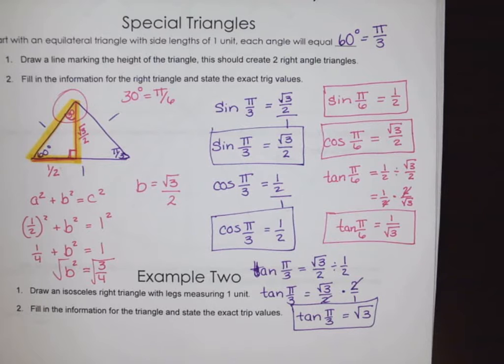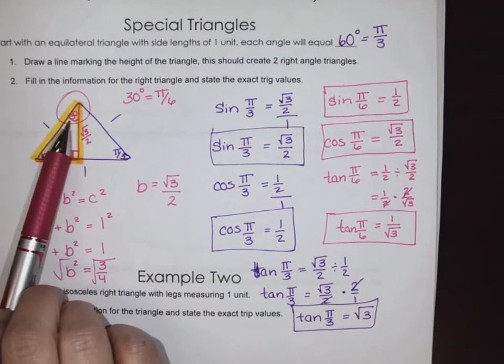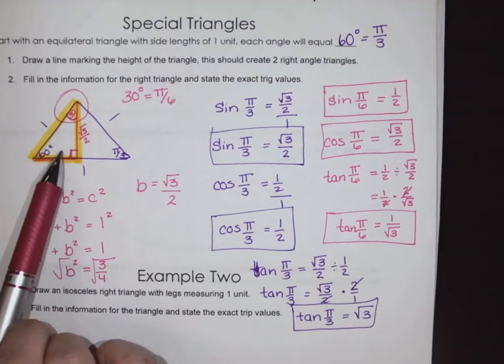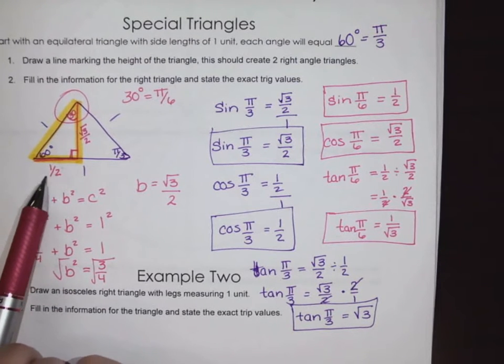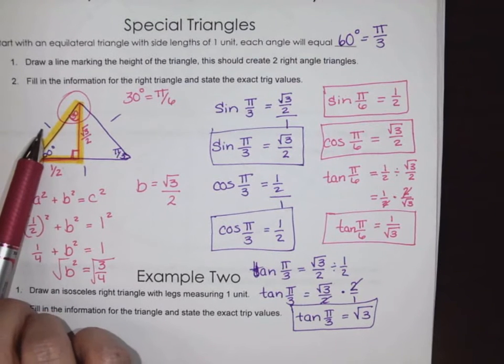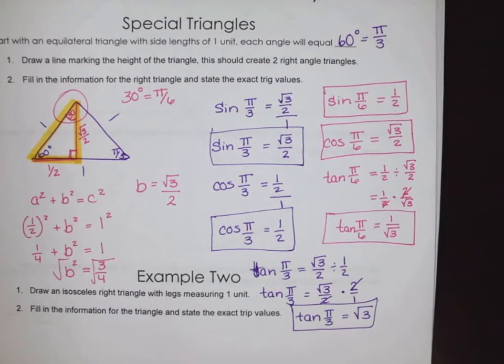If we're using the 30 degree angle here in our triangle, the opposite side now has moved to the 1/2. 1/2 divided by the hypotenuse is going to be the 1/2.